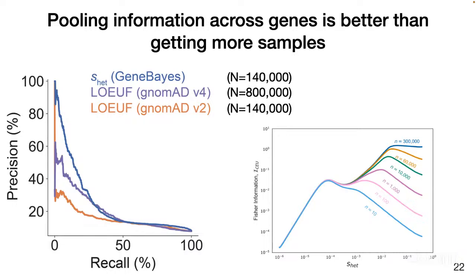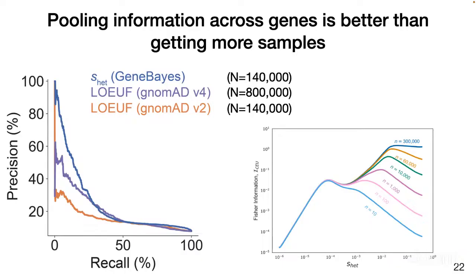Or I guess it's 300,000. This is like a classic PopGen factor of 2 issue, but they have 800,000 haplotypes now. And so here, on the same benchmark, is their performance when they had 140,000 individuals, and they get a boost when they go up to 800,000, but they don't get as much of a boost as we got by pooling information across genes. And so this is really this diminishing returns thing.